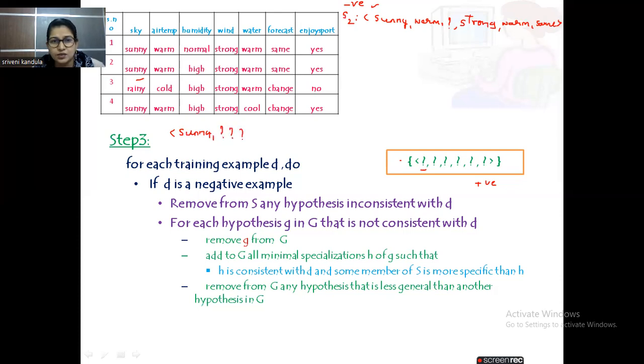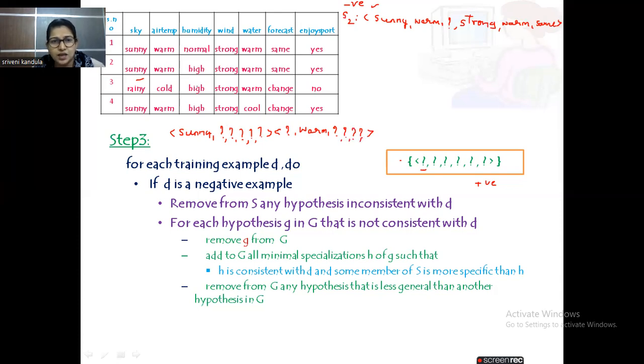Sunny, question marks. Next, coming to cold. Opposite value of cold is warm. Question marks.